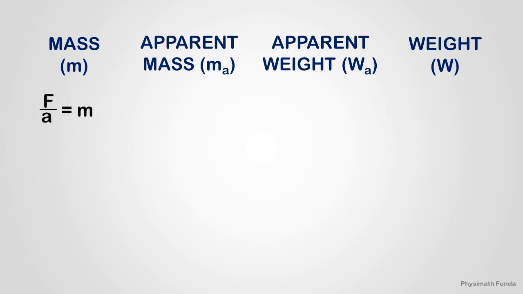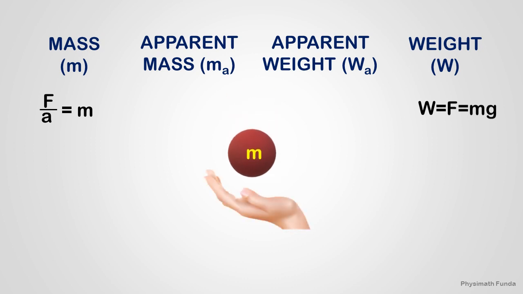Now, what is weight? Weight is the force with which the earth pulls a body. If there is a body of mass m, then the earth pulls it with a force mg, and this force is nothing but the weight of the body. Since the earth is pulling, the ball falls to the ground unless we provide a support.